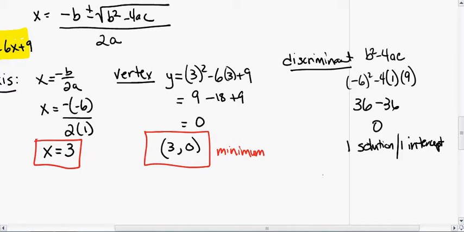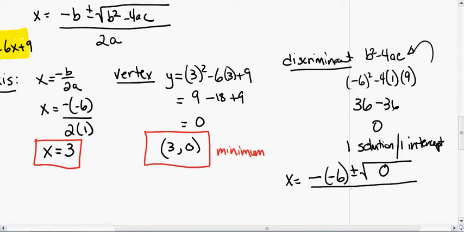So we'll go ahead and plug in the rest of that here. x equals the opposite of b, the opposite of negative 6, plus or minus the square root, and we just found the b squared minus 4ac up here when we found the discriminant, and that was just 0, so we'll plug that in, all over 2 times a, and a is 1, so it's 2 times 1.